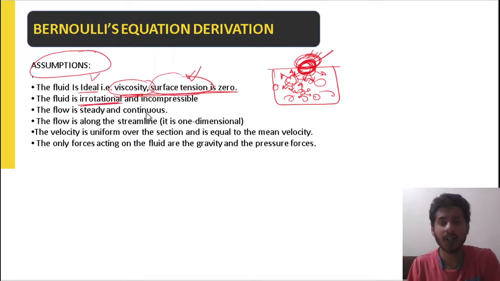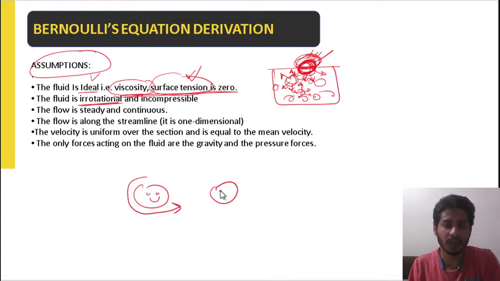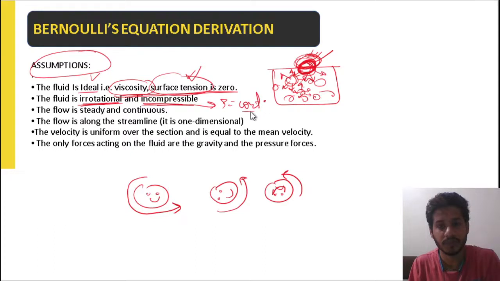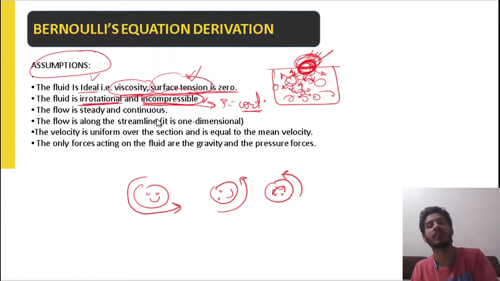Fluid is irrotational. There are two types of fluid, rotational and irrotational. Suppose this is the fluid, and if it is moving with respect to its own periphery, all right, now see, in this way, this is basically rotational. Irrotational is when the fluid is not moving with respect to its own position. So in the Bernoulli equation we treat the fluid as irrotational and incompressible. Incompressible means the density remains constant. All right, this is important. Most of the time the questions are framed from the assumption part also.